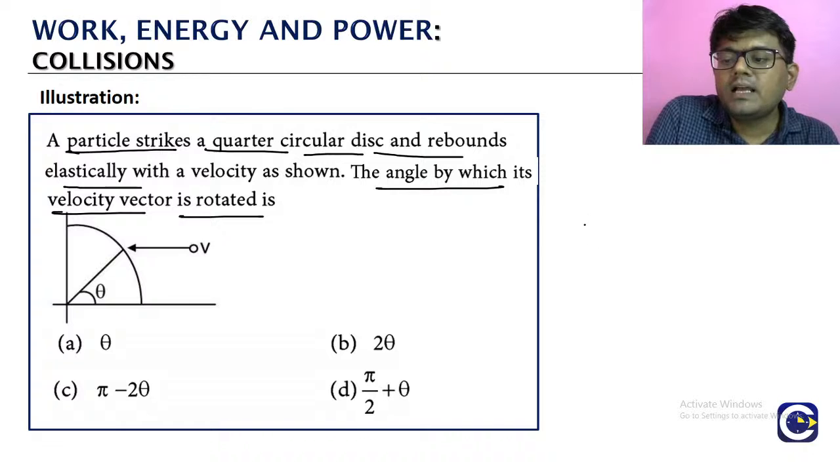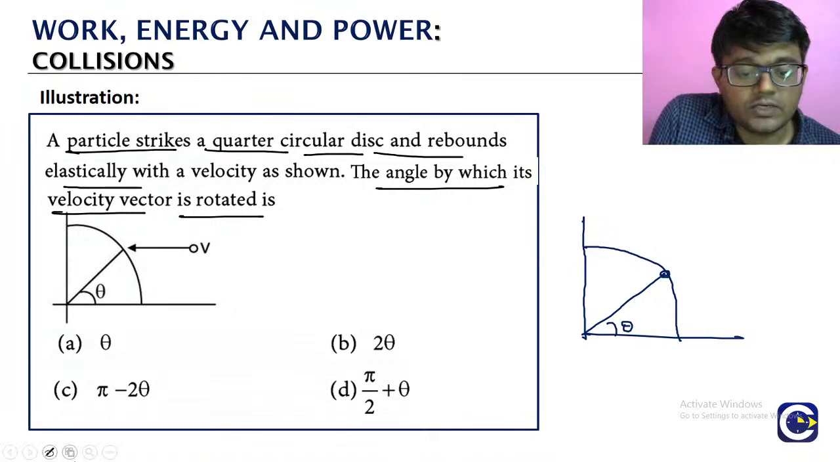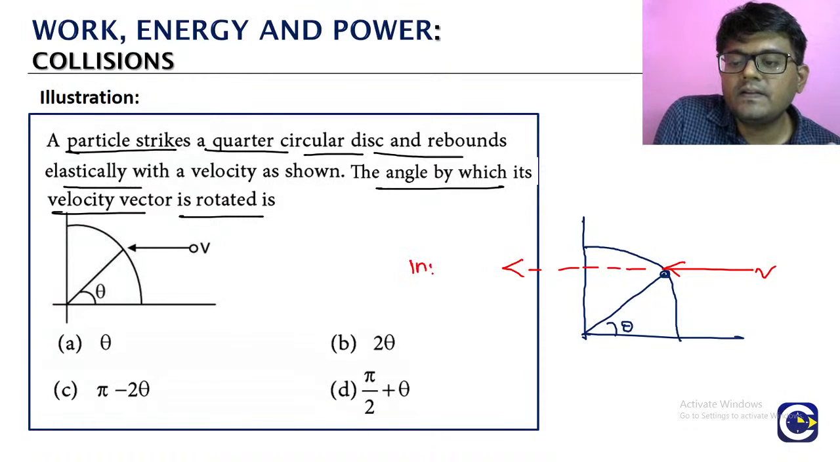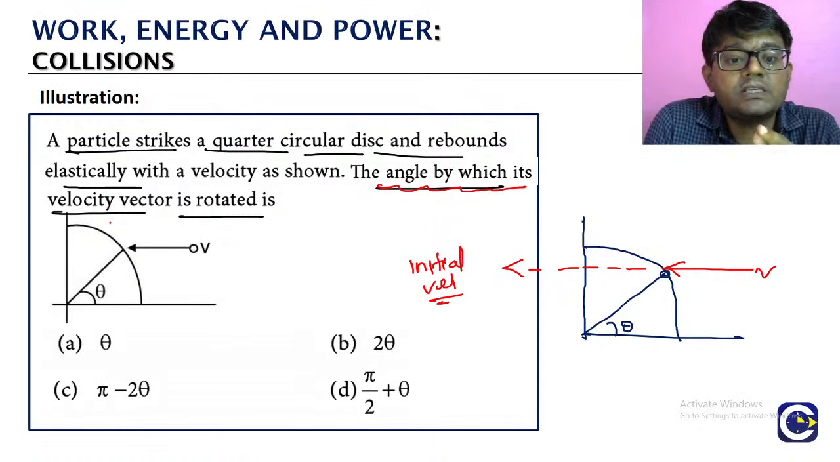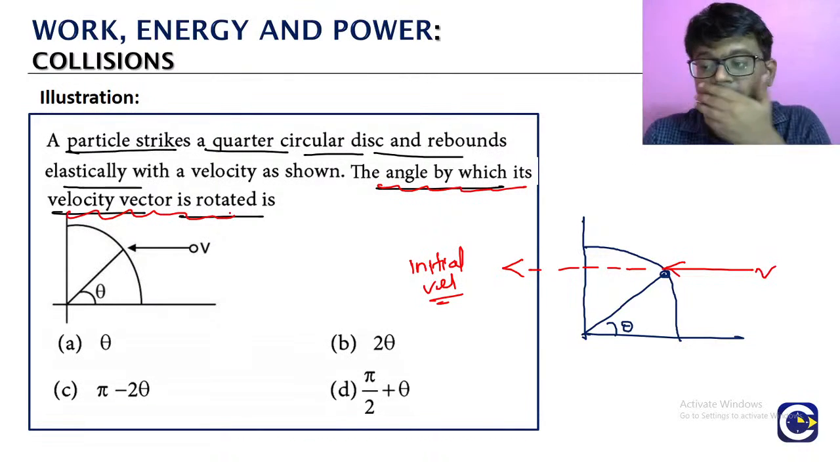For that, I will just redraw the diagram over here so that we are able to see. This is our quarter of the circle. It is hitting at a point making an angle theta. I'll use different markers so that we can see clearly. It is coming along this line with a velocity v. This is the initial velocity direction. They are asking us the angle by which its velocity vector is rotated. Here the initial velocity vector is horizontal, to the left side.